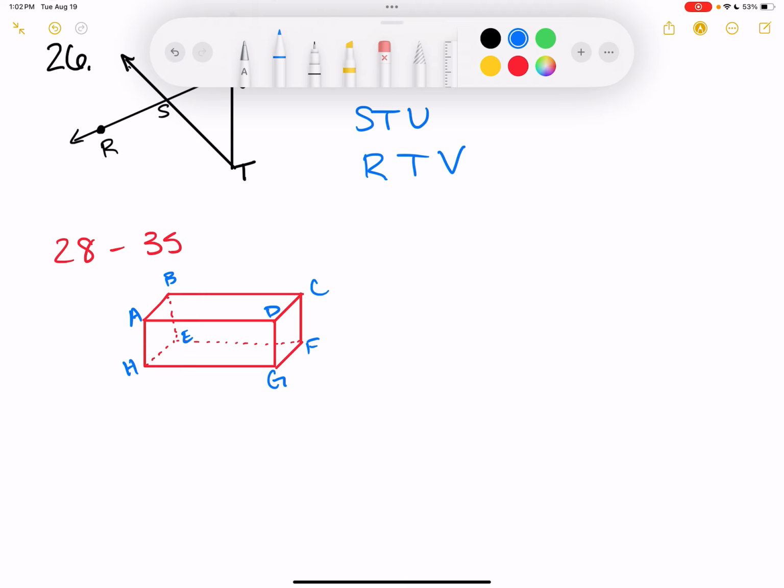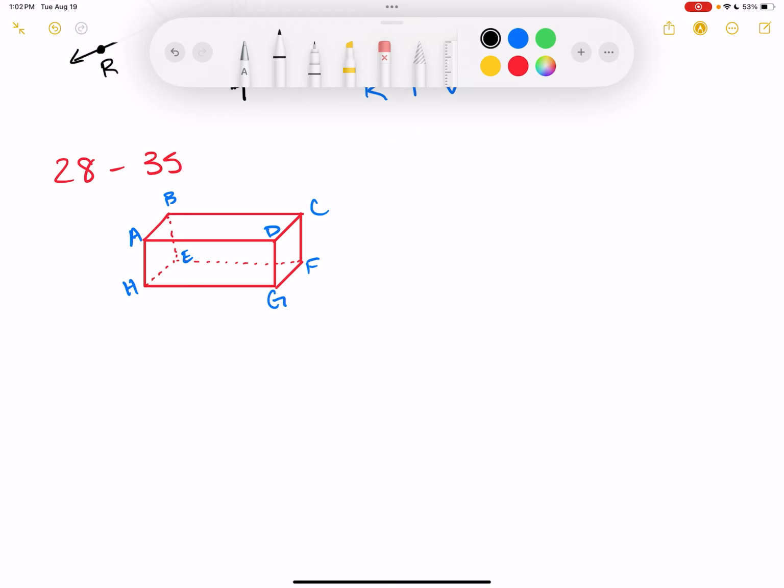So we're looking for points that are coplanar, so on the same plane as the letters that are given to us. So 28 is A, B, and C. So what other letter is on the same surface as A, B, and C? D.